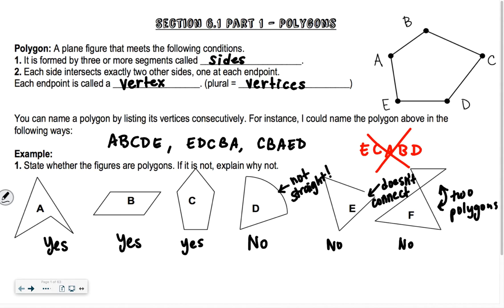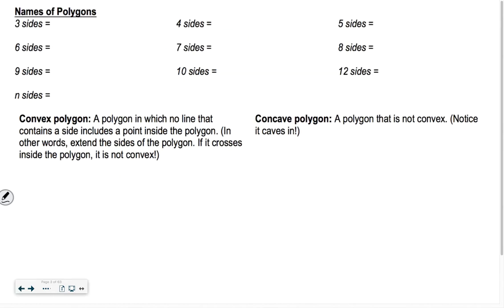Okay, this one's kind of weird. There's 4 sides to it. So what do we think we call it when it has 4 sides? Quadrilateral, and it's what we would call concave. Do you guys see why it's concave? It caves in on itself. Okay? So we're going to learn all those words.